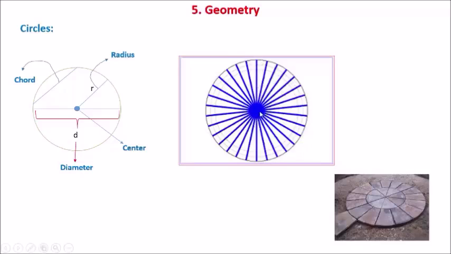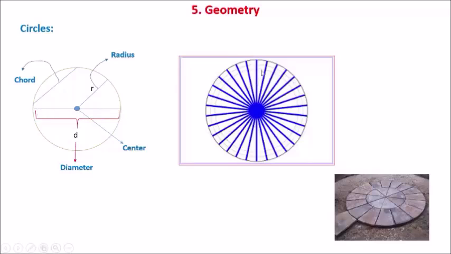that the distance between the center and any point on the circle is exactly the same, and that is called the radius. Radius means that the distance between the center and any point on the circle is exactly the same. All these radii are exactly the same. And then the diameter is a line from one point on the circle to another point on the circle, but passing through the center.